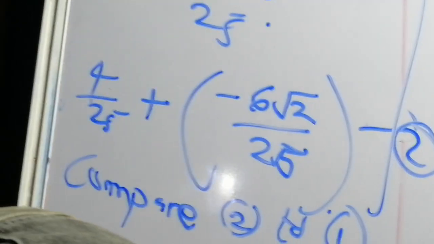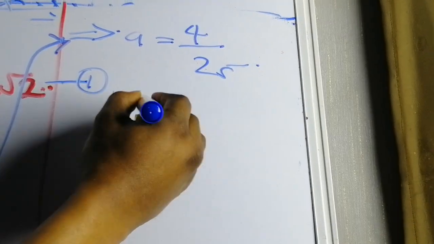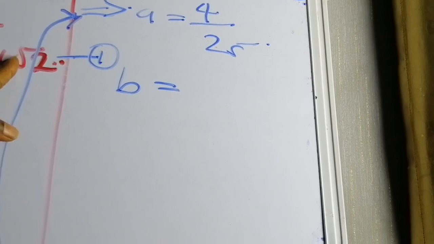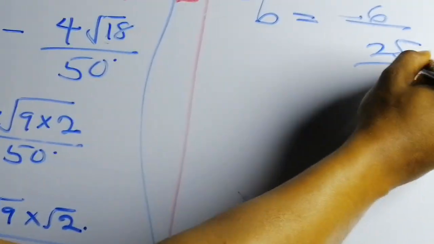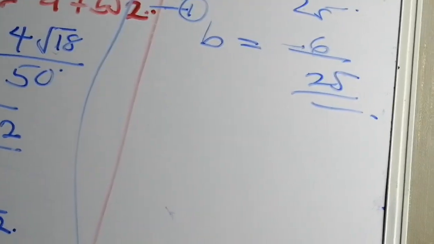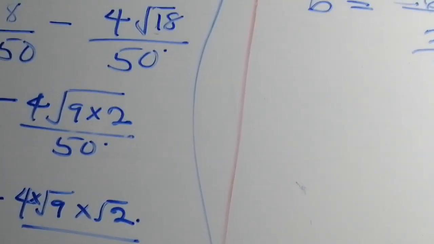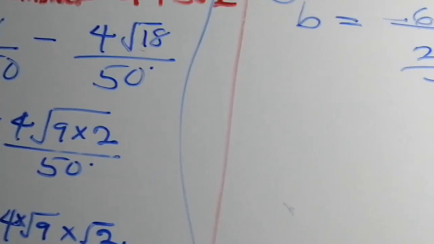When we compare, this one means that A is equal to 4 over 25. Then B is equal to, what is beside root 2? If you look at B, what is beside B? B is minus 6 over 25. Do you understand me now? So we've left our answer in the form of A plus B. Here, plus times minus will give us minus. You understand me now? Plus times minus will give us minus. It's still the same thing.